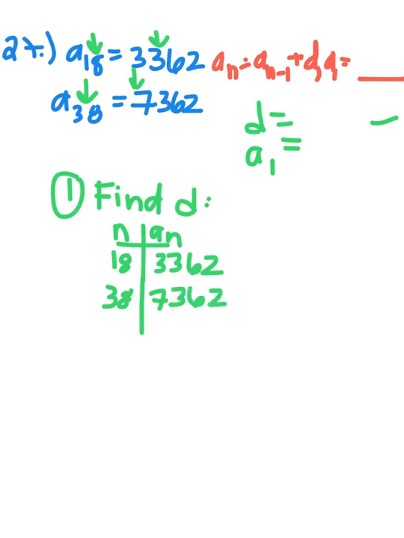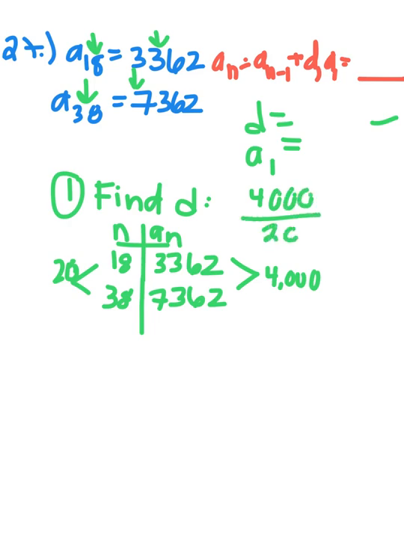So I'm going to find d. d is the common difference. It's basically rate of change. So I want to see how much this goes up by, which is 4,000. And I want to see how much n goes up by, which is 20. So it went up 4,000 numbers in 20 sequence terms. So my common difference would be 200.